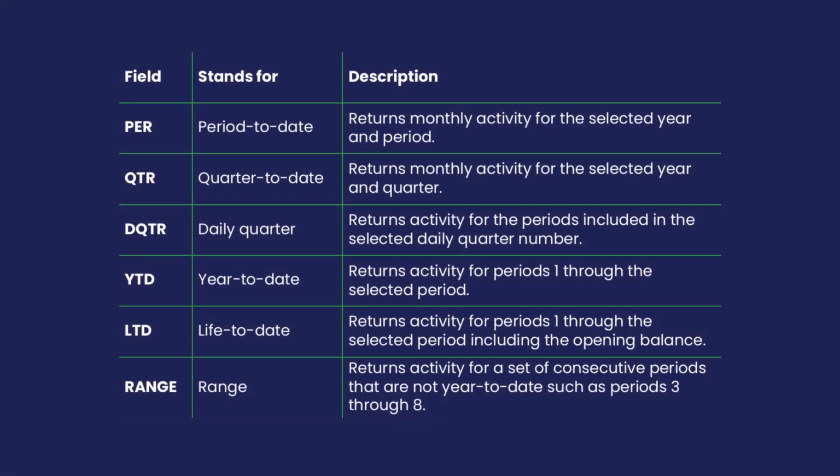Use the Format drop-down to change the balance that the formula displays. You can choose to display the monthly activity for the selected year and period, the quarterly or yearly fiscal activity, and so on.